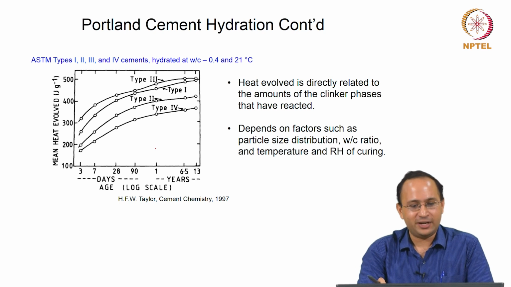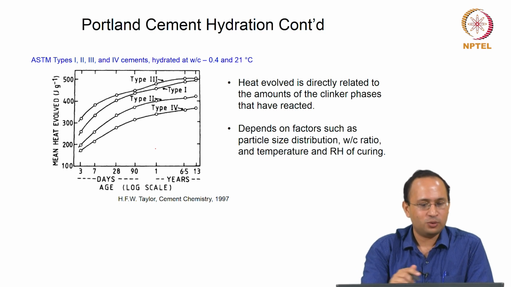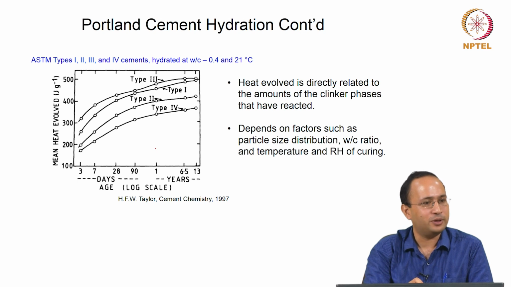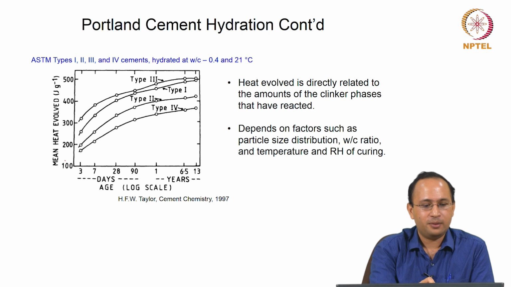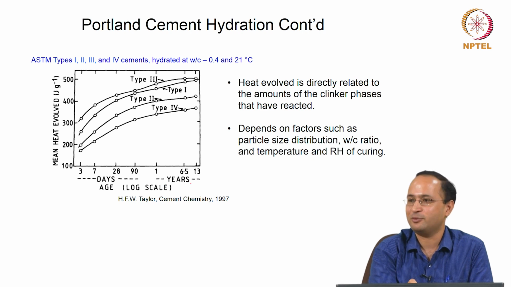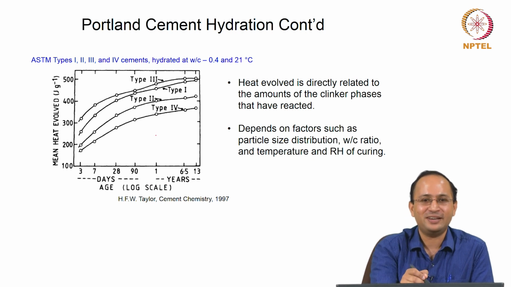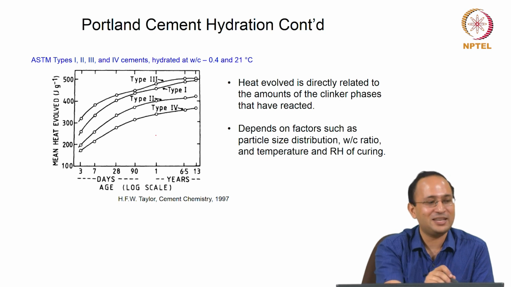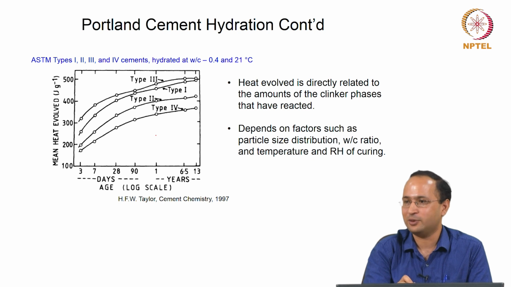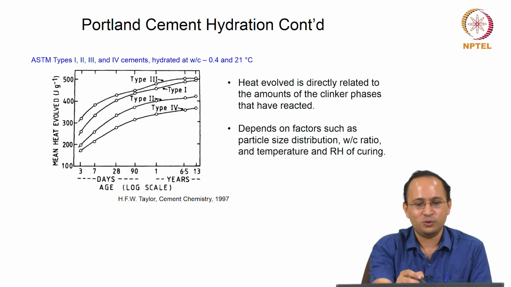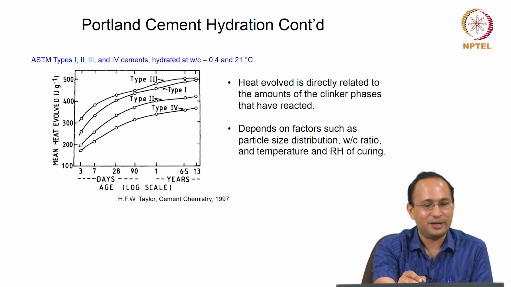Continuing this Portland cement hydration, now suppose you have measured the heat evolved, right. So, here on the y axis you have the mean heat evolved at different days, right, 3 days, 7 days, 28 days, 90 days, 1 year, 6.5 years, 13 years, and you have compared different types of cements. So, here ASTM type 1, type 2, type 3, type 4 cements are there. All of you must be familiar with this ASTM classification, right. So, you see that the type 3 cement, right.